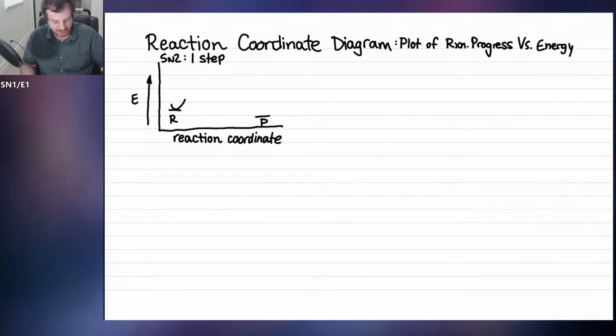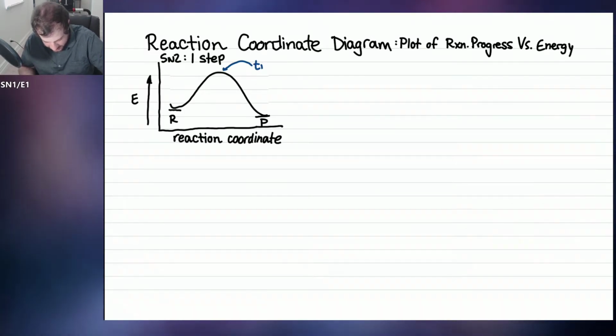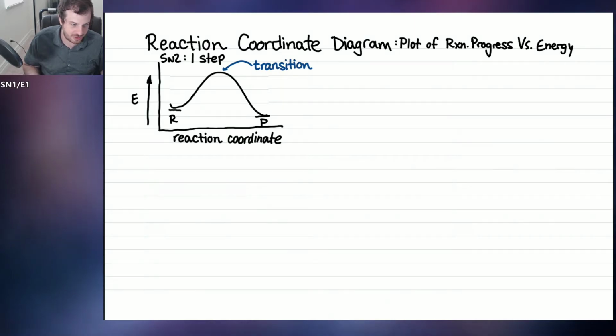And the way the reaction looks is kind of like this. I'll make it a little bit smoother. There we go. And right at the very top, the highest point is called the transition state. Transition state is the highest point between two molecules. The peak, if you will. And if you remember, the transition state of the SN2 reaction looks like this.